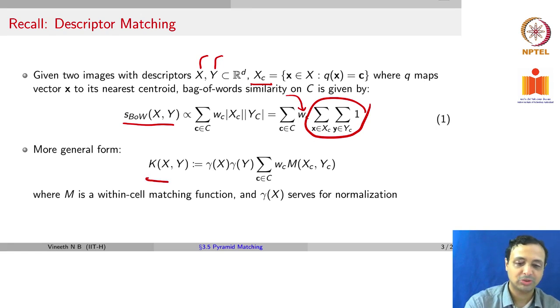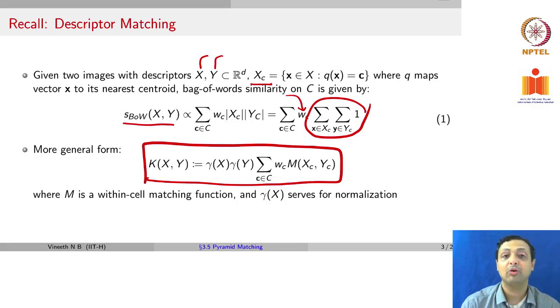And a more general form that we saw last time was what you see below here, which is k of x comma y is equal to gamma of x into gamma of y, normalization functions, into a summation over all the codebook elements. WC is a weight that we are introducing, which we can choose to use or not, and m of xc by c, where m is the matching function.